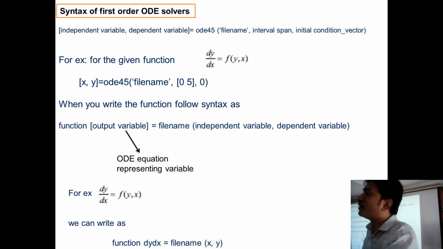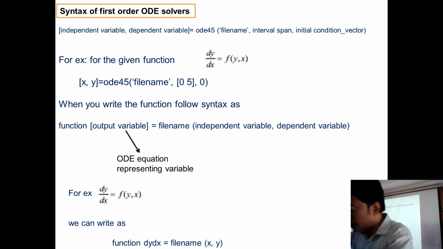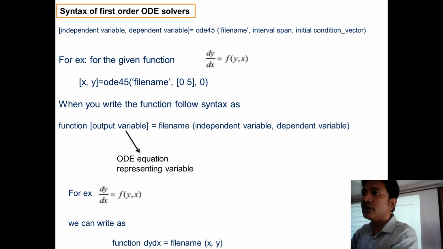The syntax for using ODE 23 or 45 or 113 is the same. Start with square brace, write independent variable, comma, dependent variable equal to ODE 45 or 23 or 113, whichever you want to use. Basically, stick to only one function, ODE 45, because every time only one method you can implement to all, so that accuracy can be checked. And then write the file name in single quotes, write the span, in which interval you want to integrate, and then write the initial condition.